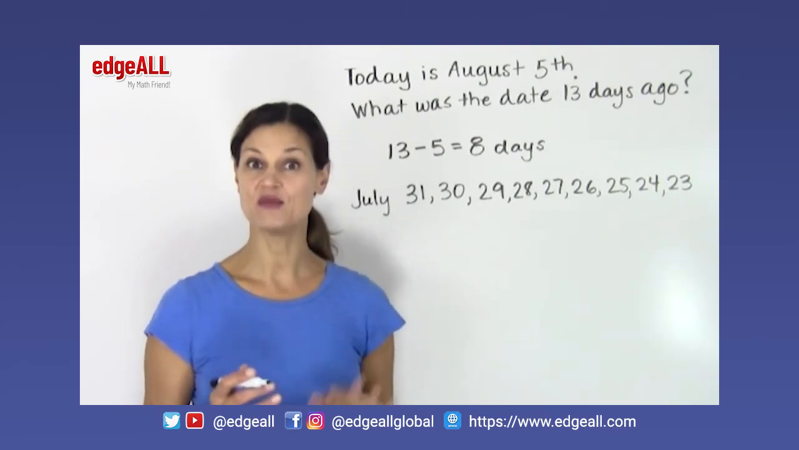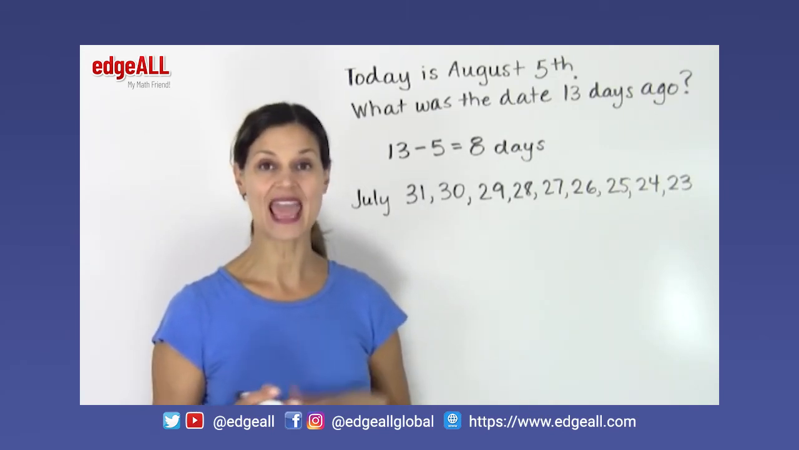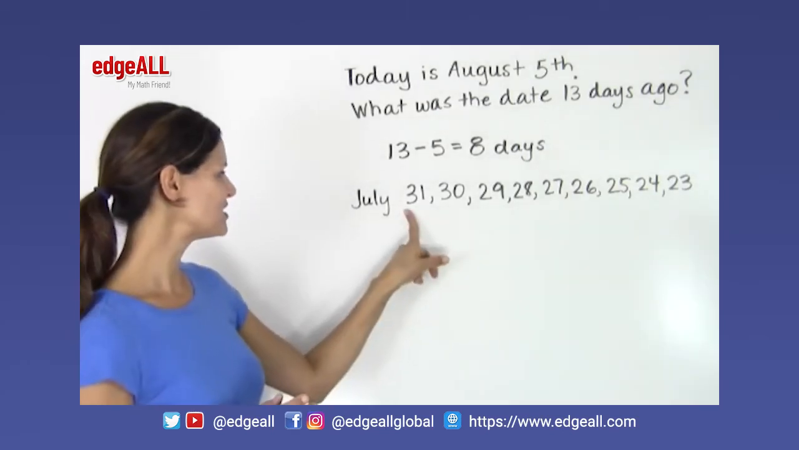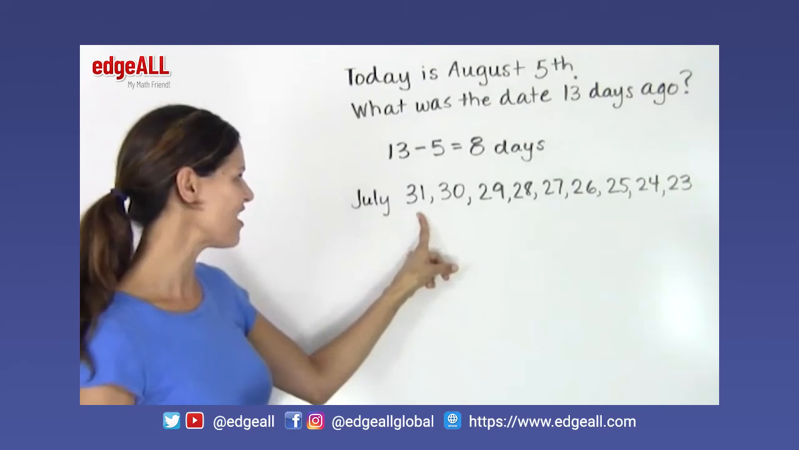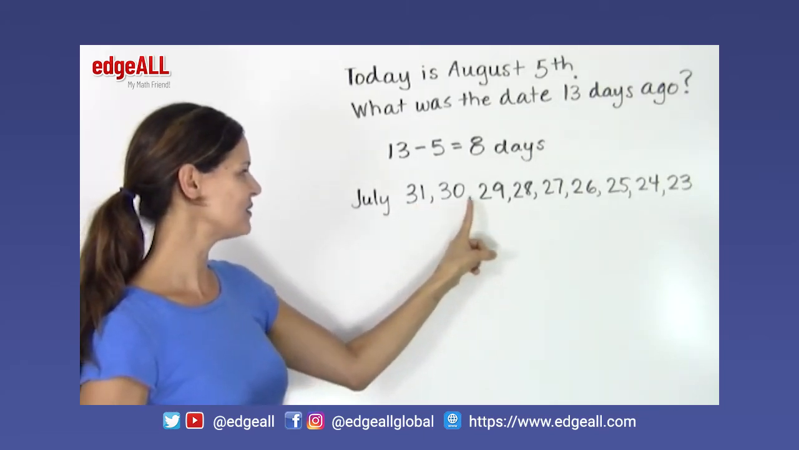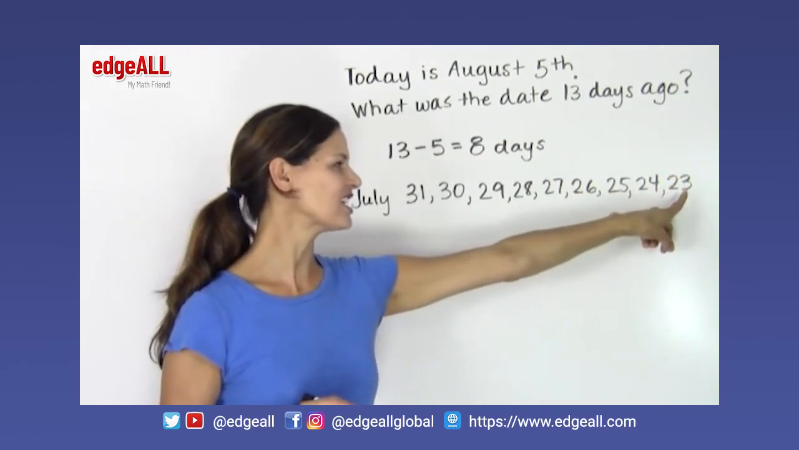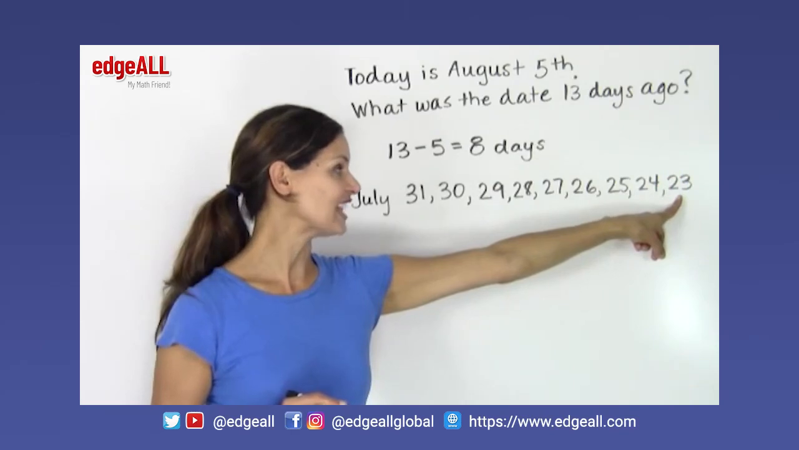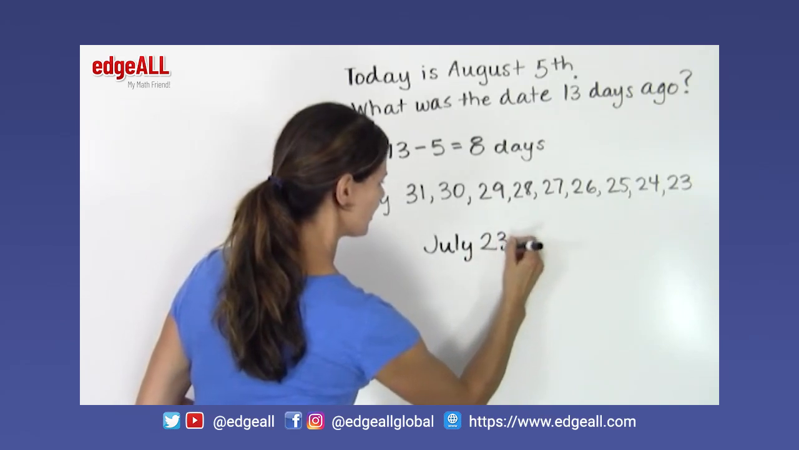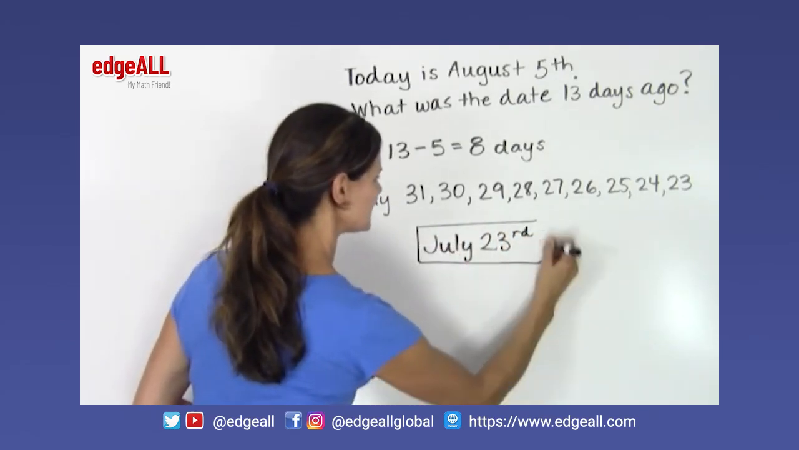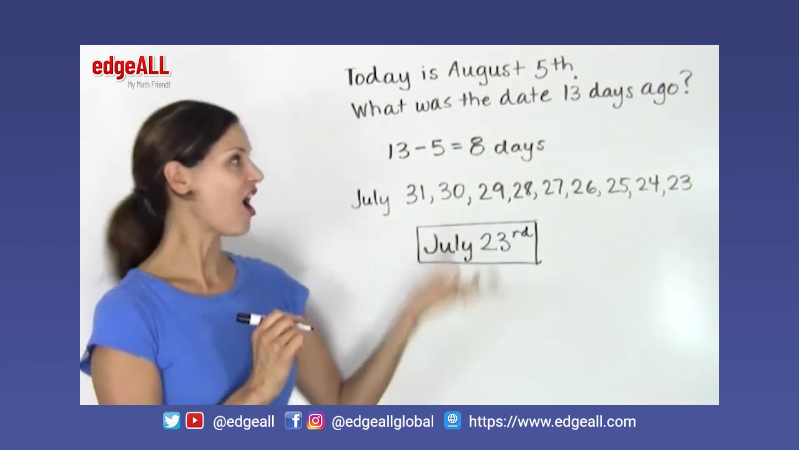So let's start from July 31st and count backwards until we have counted back 8 full days. So starting with July 31st, we want 8 days to pass, and then the next date will be our date. So 1, 2, 3, 4, 5, 6, 7, 8, and so our date is the day July 23rd. So July 23rd is the date 13 days before August the 5th.